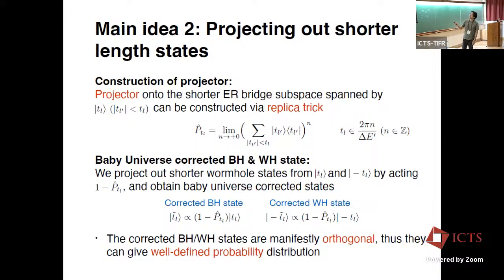So the main idea is to project out the shorter length states, and using that, we can construct the orthogonal black hole white hole states. The construction of such a projector, we learned from recent studies, can be done by considering the replica trick. So I'll consider this P hat TL, which is designed to project into the states which have a length smaller than L. You can take n to be a positive real number and take the n goes to 1 limit.